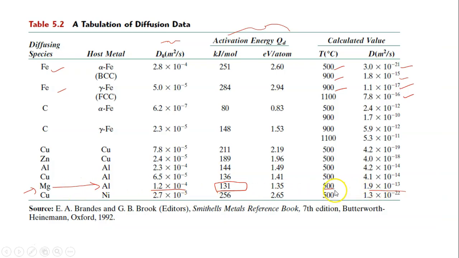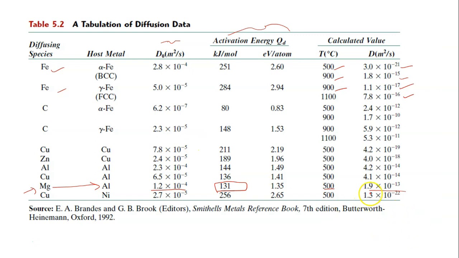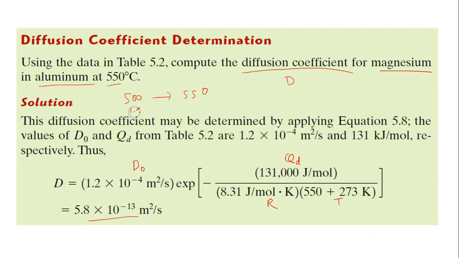According to this value here, when the temperature is 500, the calculated value is 1.9 times 10 to minus 13. But when the temperature is 550 degrees Celsius, it is 5.8 times 10 to minus 13. You can see that if we increase the temperature from 500 to 550, the diffusion coefficient D increases from 1.9 times 10 to minus 13 to 5.8 times 10 to minus 13.